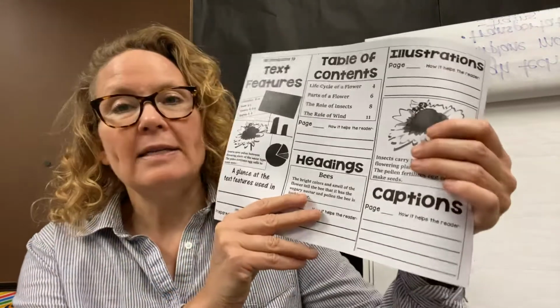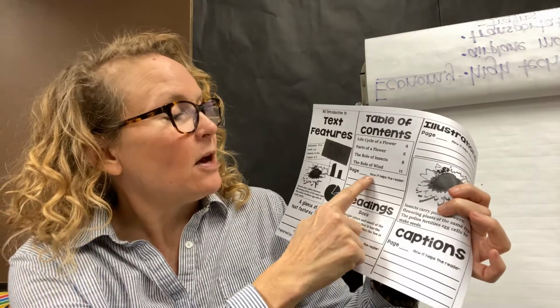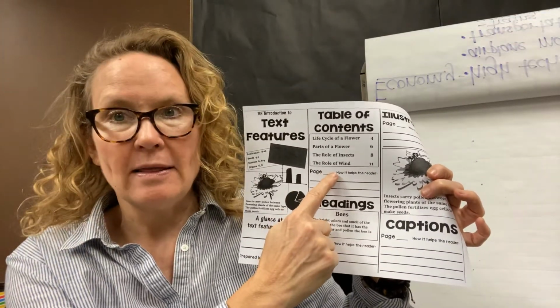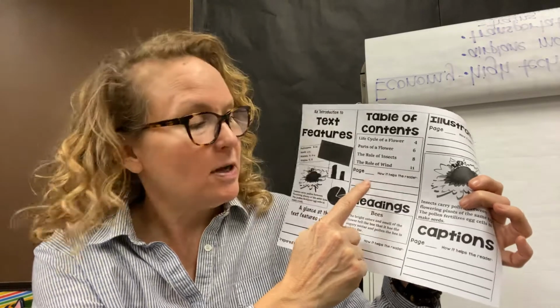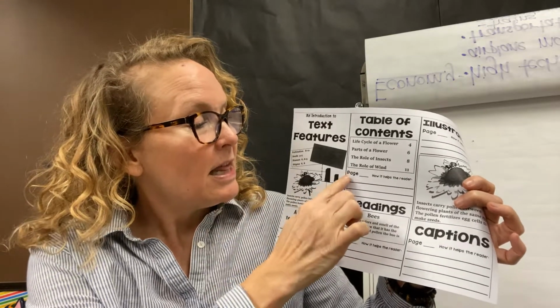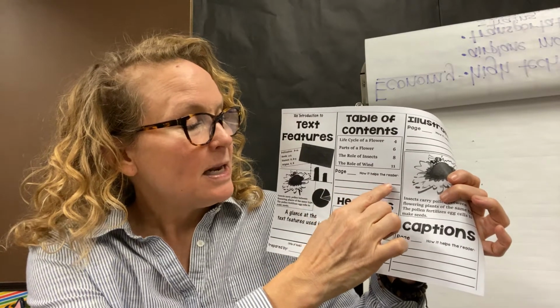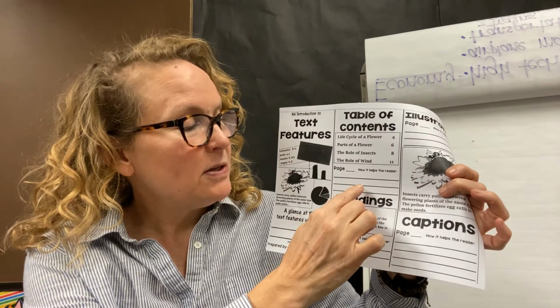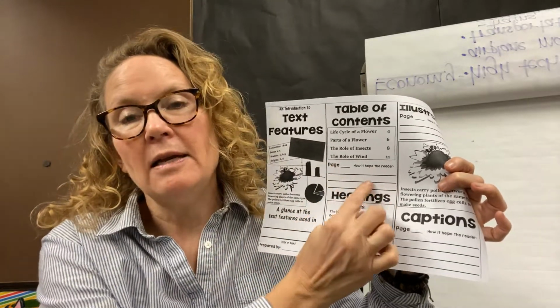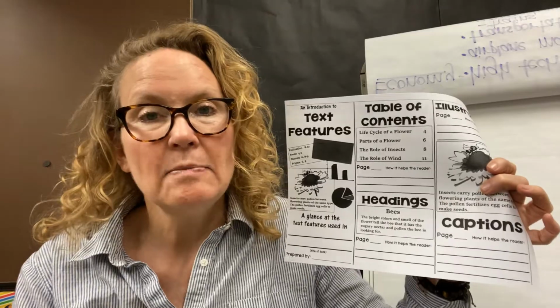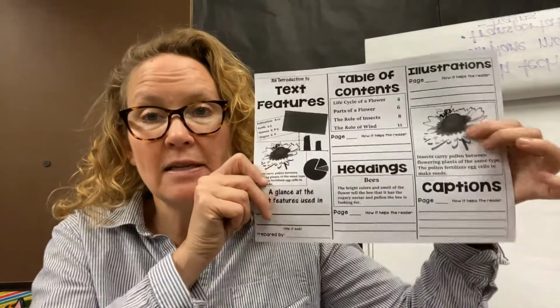So when it says page blank, how it helps the reader, you're going to write page 3. That's where we found that table of contents. How does it help the reader? The table of contents helps the reader by naming the chapters and the pages they can be found at. Write a complete and clear sentence about why it's important to have that particular kind of text feature.